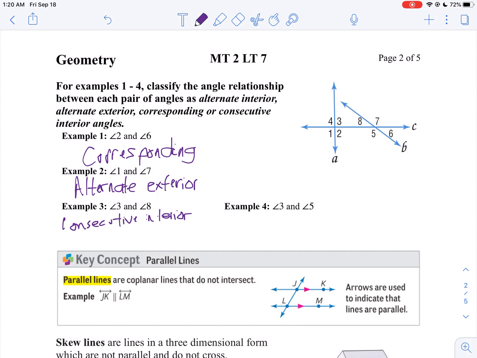And finally, take a look at angle 3 and angle 5. Angle 3 and angle 5 are on the opposite side of the transversal C, and they're inside the two lines, so they are alternate interior angles.